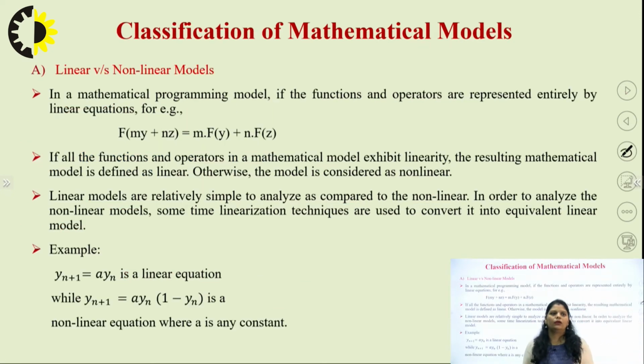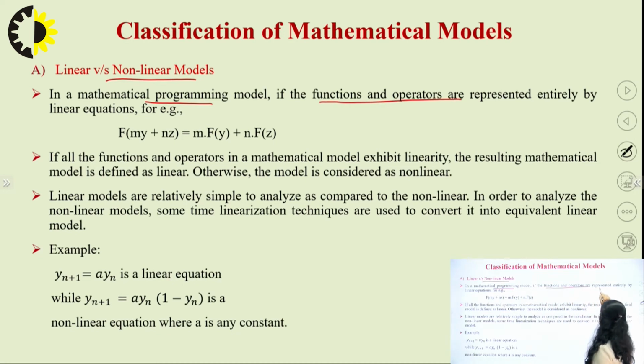Now we come to the classification of mathematical models. We classify mathematical models based on different parameters. First of all, we have linear and non-linear models. In a mathematical programming model, if the functions and operators are represented entirely by linear equations, then in case of linearity, all the functions and operators involved in the model are linear in nature, and it is known as a linear model.